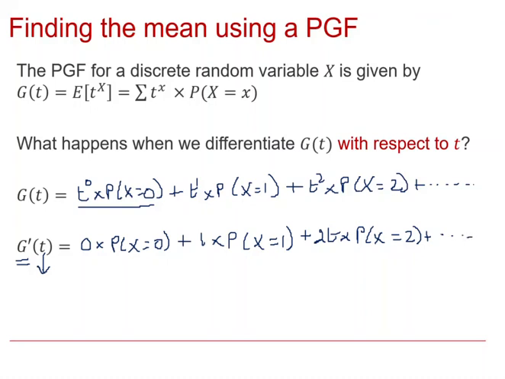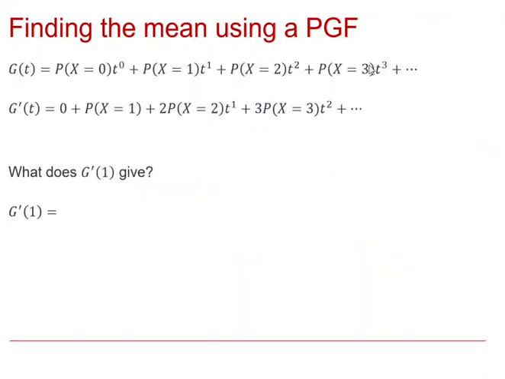So how might this help us find a mean? Here we have a slightly neater version of the first derivative of the generating function: 0 multiplied by the probability of getting 0, 1 multiplied by the probability of getting 1, 2 multiplied by the probability of getting 2, t to the 1, 3 multiplied by the probability x equals 3, t squared, etc. And what then will happen if we let our dummy variable t equal 1? That may sound like a strange thing to do, but t was just a variable we decided to use, so let's let it equal 1 in this particular case.